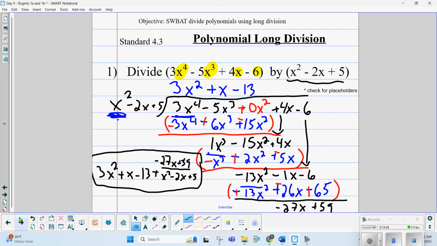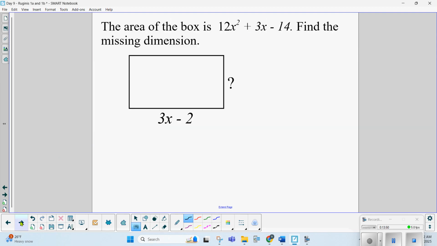So one way it's going to be helpful is with some of those geometric problems, right? We've been doing some geometric problems in this unit with volume. Let's look at this one with area. This says the area of a box is 12x squared plus 3x minus 14. Find the missing dimension. Well, if you know the area and you know one side, we can figure out the other side by doing some division, right?